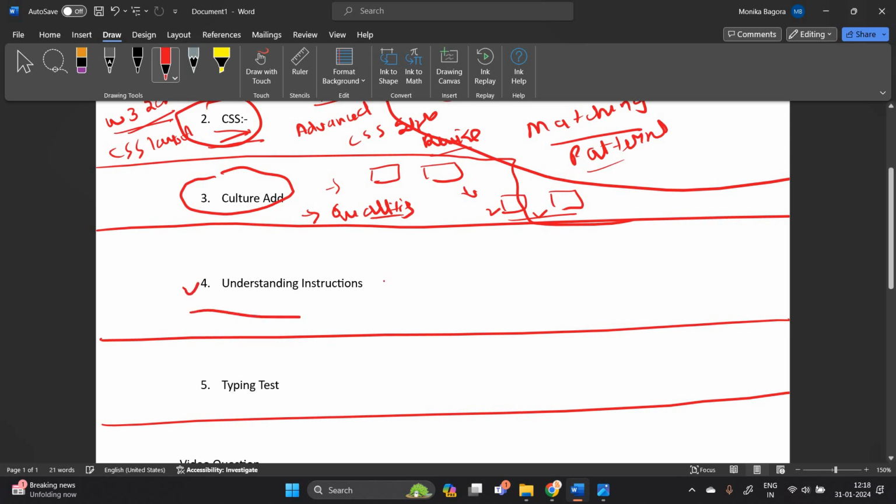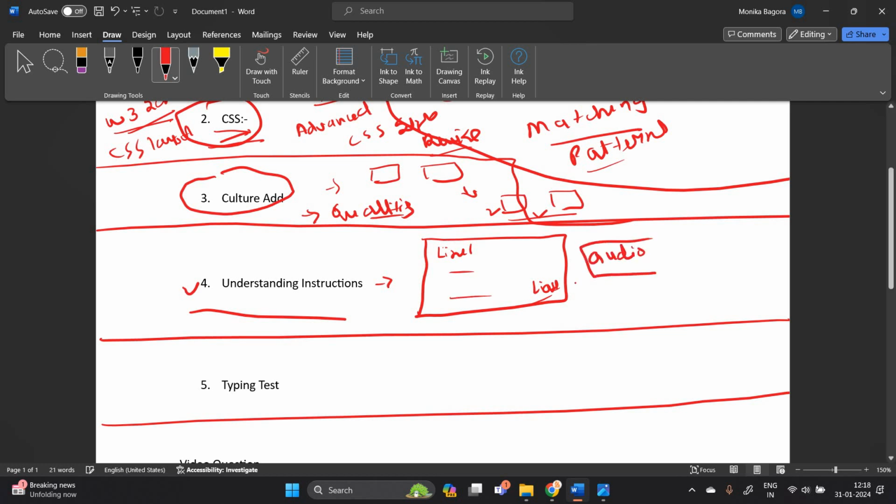And the fourth is understanding instructions. It is a very important section. Suppose they give you a set of instructions, with a first line and a last line, and they also give you an audio, mentioned on the side. You have to completely understand both the statement and the audio, then answer the following question. So this is understanding the instructions.